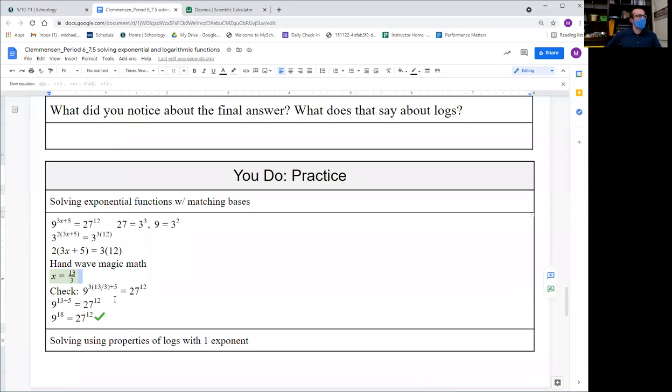Are there any questions on that process of completing that problem? Either finding the same bases, canceling out those bases, or any of that simplifying? Any questions?